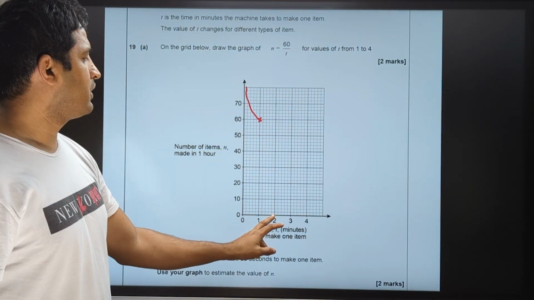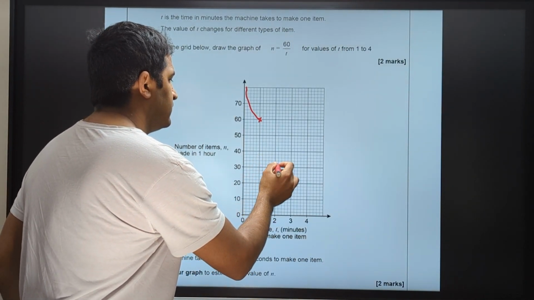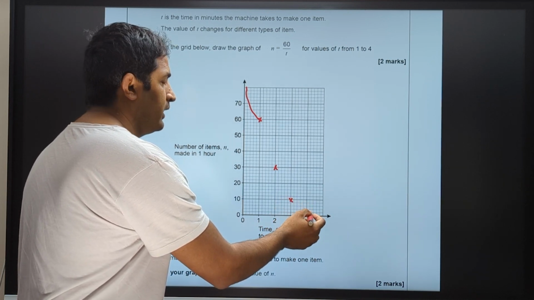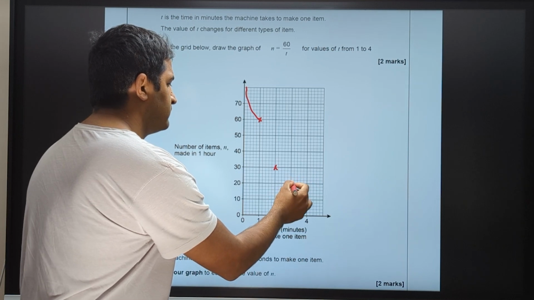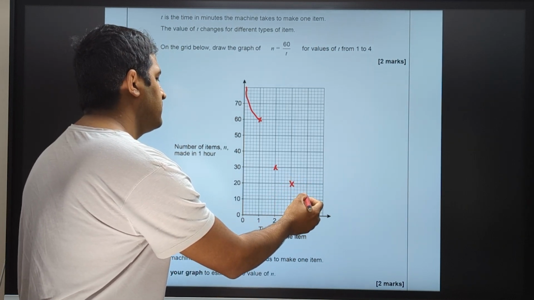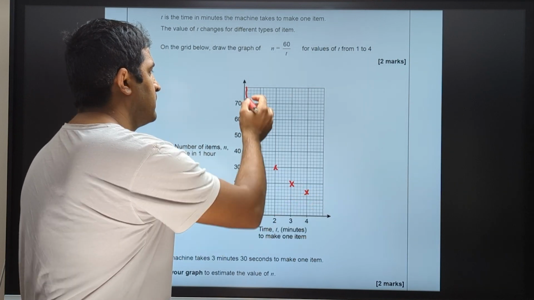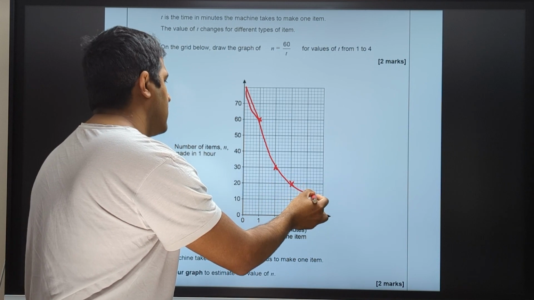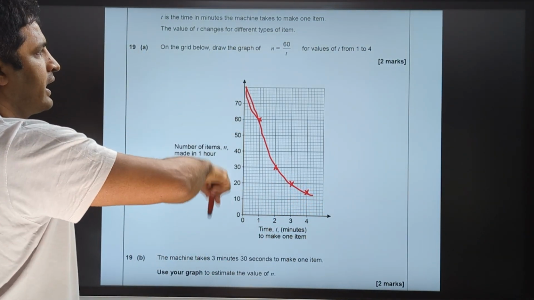When t is equal to 2, we get 30. So it's here. When t is equal to 3, we get 20. When t is equal to 4, we get 15. So halfway between these, we know the line is going to be coming down sharply like this. So that's the graph we get, and it never touches that axis.